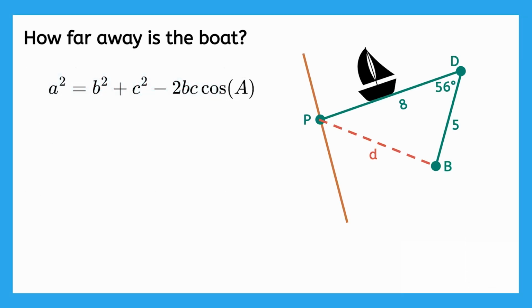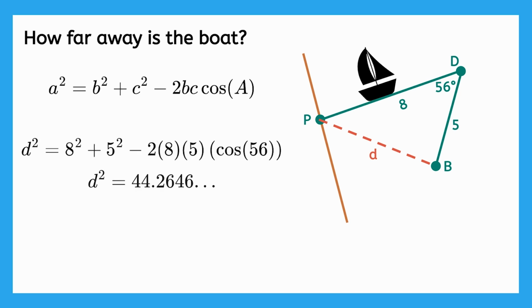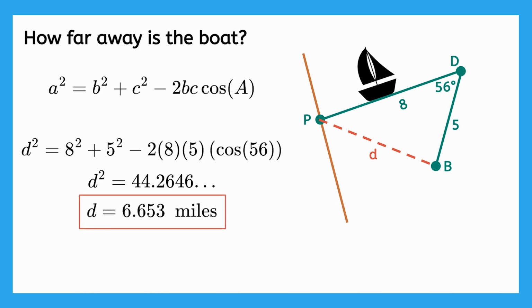Here we go. The general law of cosines is here for reference. We're finding side D, so D squared is equal to 8 squared plus 5 squared minus 2 times 8 times 5 times the cosine of 56. Running all of this through my calculator, I found that the boat is 6.653 miles from the port. Is that what you have? Nice work!